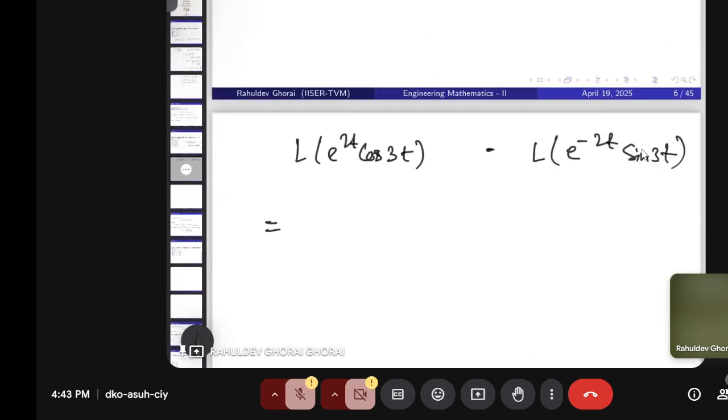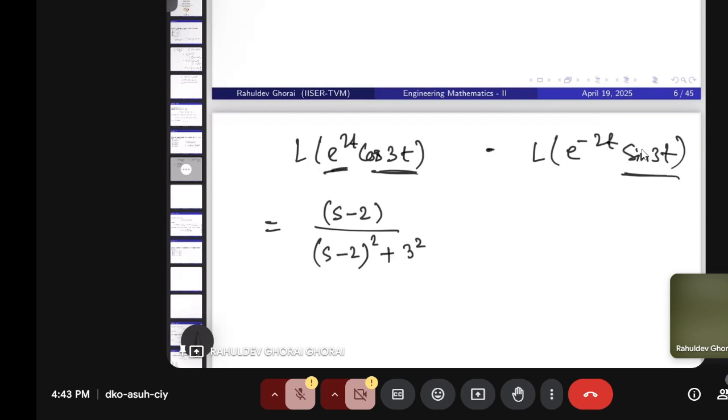So what is this? This will be cos of at, a over, sorry, s over s square plus t square, and here you have 2t, so s, whatever is there, you just translate by minus 2 because of e to the power 2t. So that will be s over s minus 2 whole square plus 3 square. You see, wherever s was there, due to e to the power 2t, I made s minus 2.